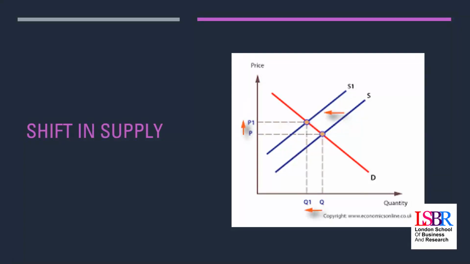So why has that happened? Any thoughts on why that might have happened? I believe in this case, there's high demand for the product. So the more the demand for the product, it pushes the price up.